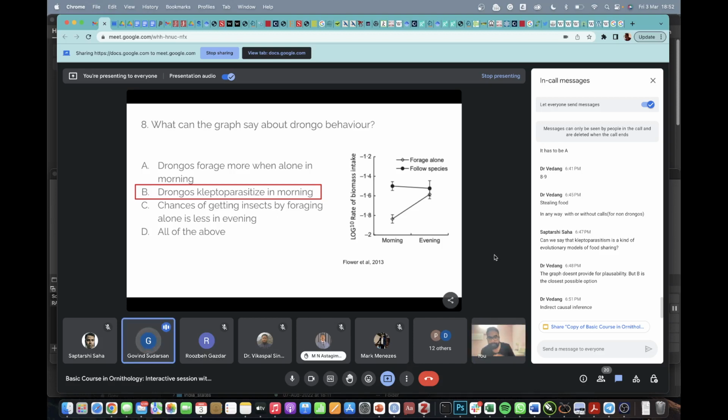Yeah. So how is A wrong? Sorry, Govind, can you repeat that?